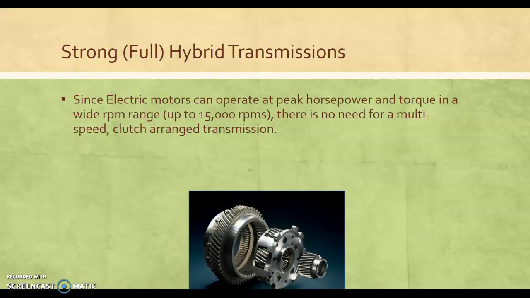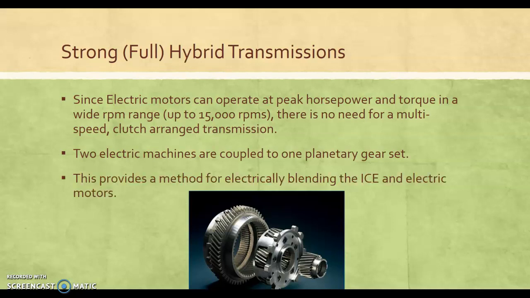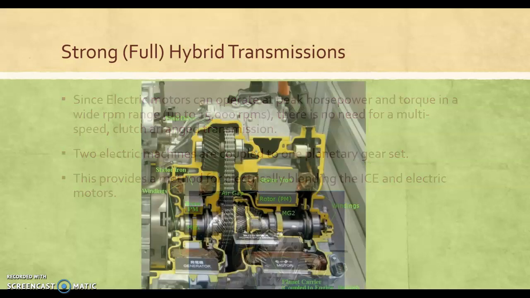So in strong full hybrid transmissions, basically electric motors operate at peak horsepower and torque in a wide RPM range versus the ICE. So there's no need for multi-speed clutch arranged transmissions. Two electric machines are coupled to one planetary gear set where we're going to provide some type of blending, right? So the ICE and electric motors, they can kind of blend their power together to propel the vehicle.